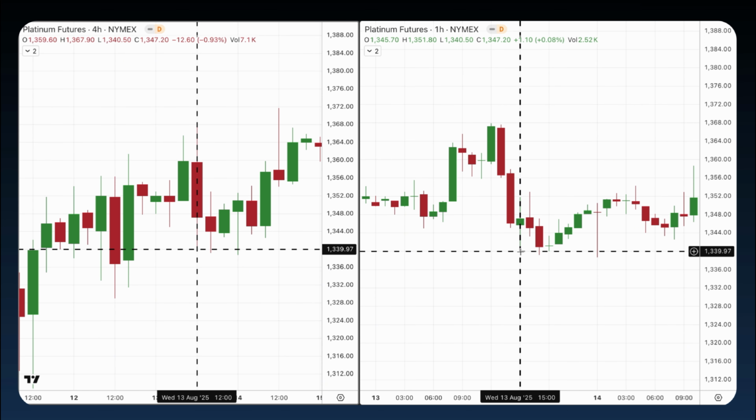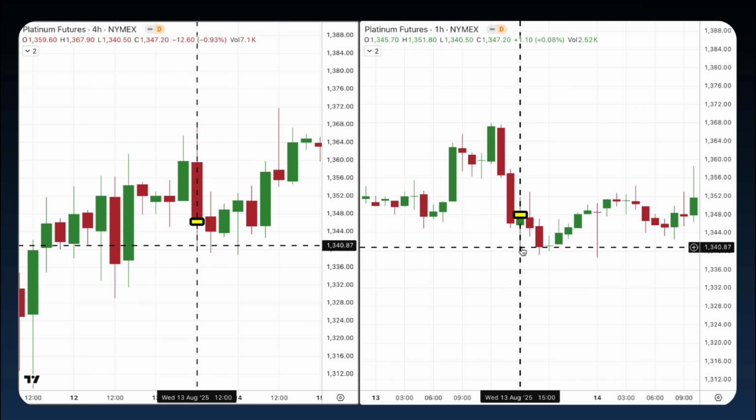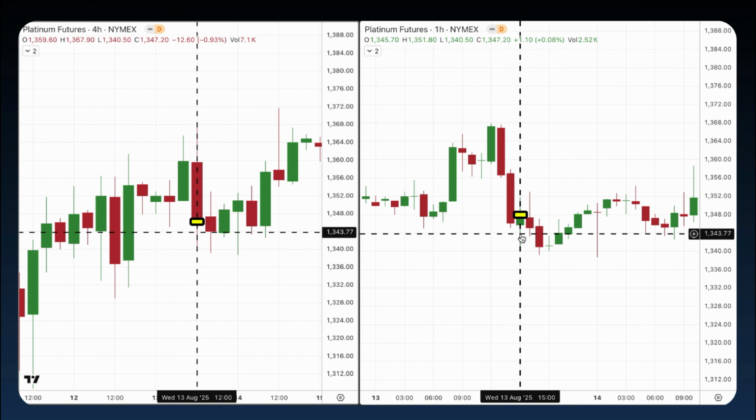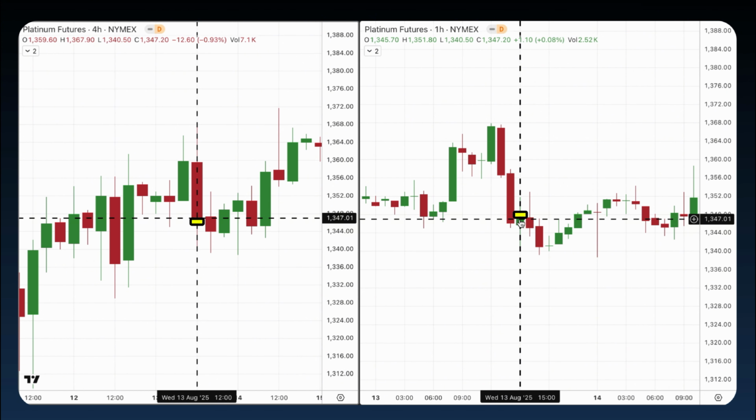1,339.97. And the last thing that should also match is the closing price, where the closing price of the 4-hour candle should match the closing price of the last 1-hour candle. Let's verify. So the closing price of the 4-hour candle, I'm going to go up. The closing price on the 4-hour should be somewhere here. And indeed, it equals the closing price of the last 1-hour candle. This is how everything lines up.